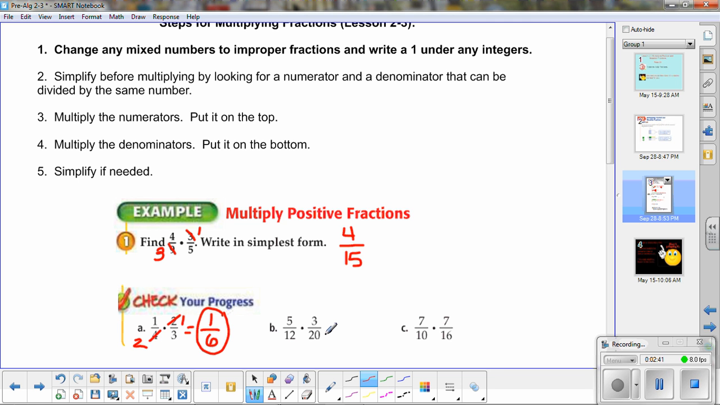In our next one, you can actually simplify twice. 5 and 20 can both be divided by 5. 5 goes into 5 once. 5 goes into 20 4 times. And then the 3 and the 12 both can be divided by 3. 3 goes into 3 once. 3 goes into 12 4 times. Now multiply your numerators. 1 times 1 is 1, and 4 times 4 is 16.